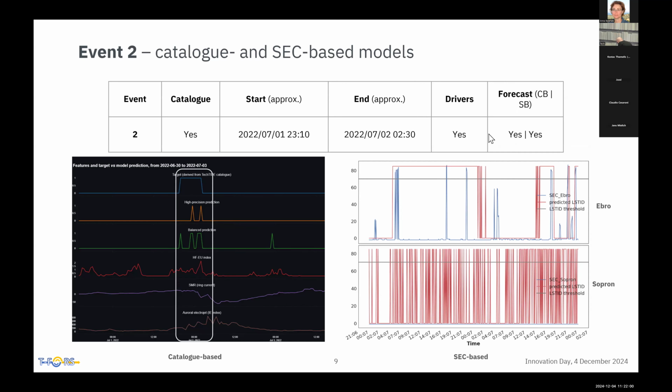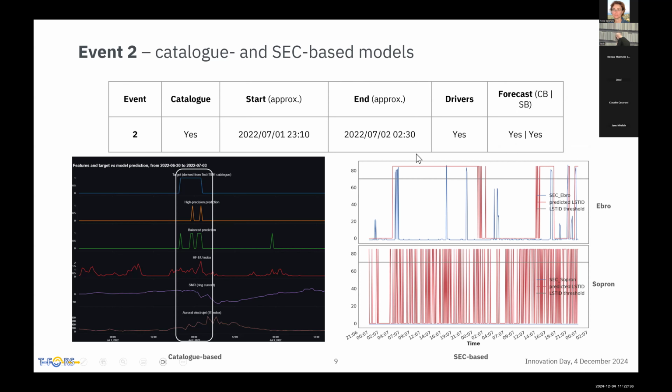So again, another day in 22. This is July, and again the catalog says yes. The human looking at the drivers says yes, and the two models agree on saying that okay, there's a large-scale TID ongoing. Again, here, trust me, there's something for both the high precision and balance model, and the SEC-based model gives us some good forecasting in Ebro Observatory and some, let's say, hard to be interpreted in Chopron, but this is something that could happen.